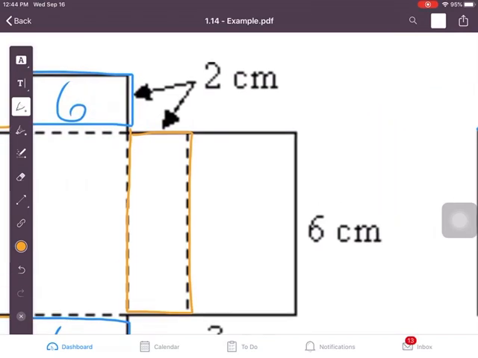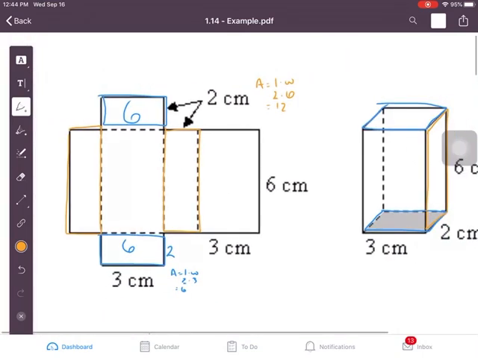Right here it tells me that this edge is 2. That's the value for that one. And the value for this edge, I can see right here, is 6. So that'd be the same equation. Area equals length times width, which is 2 times 6, which is 12. So the area for this one is 12, and also this one is 12.